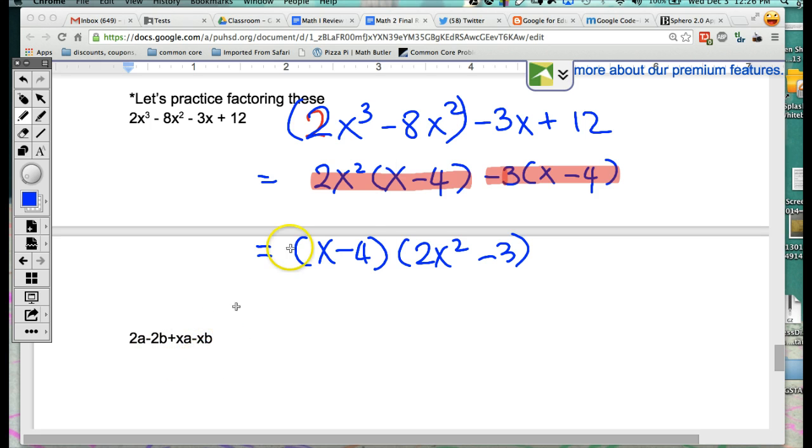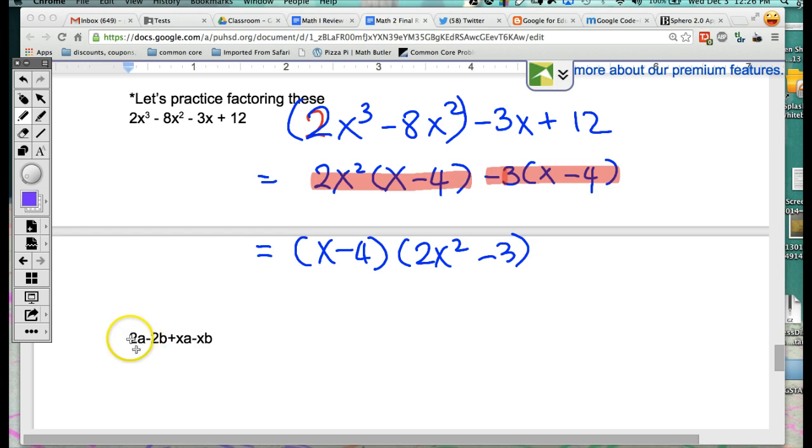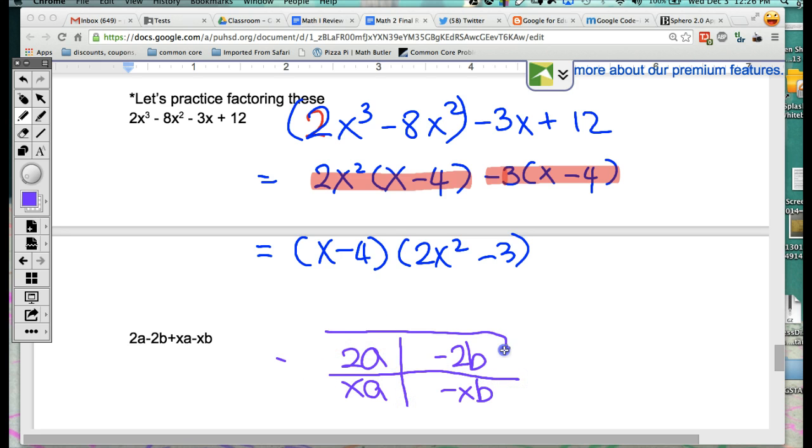For this next question, do you want me to use this method or the box method? Okay, so let's try the box method then. For this one right here, let me use a different color so you can differentiate between the two. So I'm going to go ahead and write 2a, then negative 2b, then xa, and then negative xb. And then I'm going to go ahead and create a box. And now I'm standing up here.